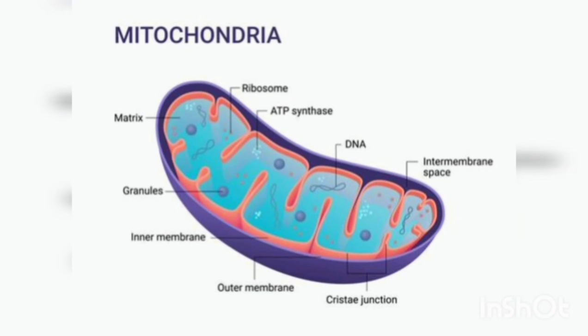Next, mitochondria. Mitochondria is known as the powerhouse of the cell. Mitochondria has two membrane coverings. The inner membrane has deep foldings to increase the surface area for ATP production. ATP is known as the energy currency of the cell. Mitochondria has its own DNA and ribosomes, that is, it is able to make its own proteins.